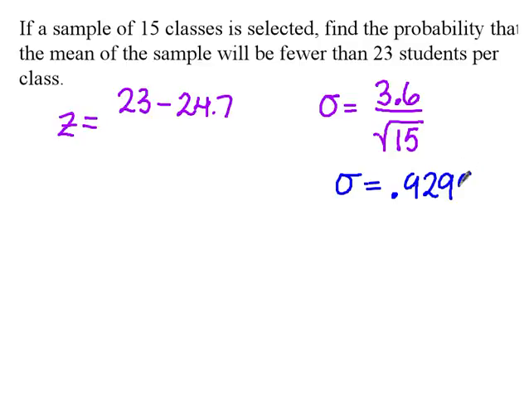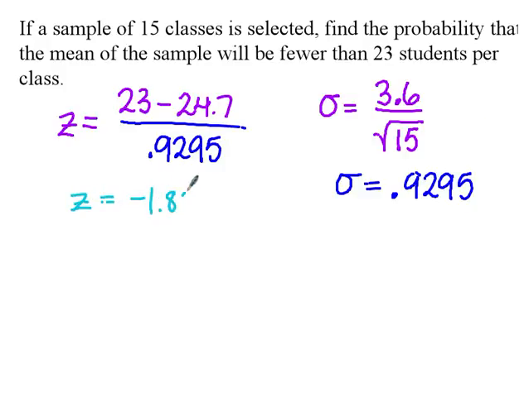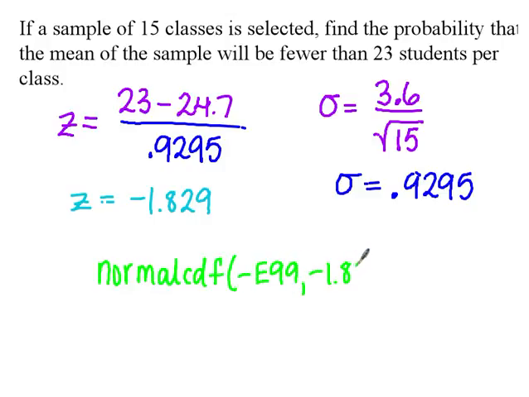0.9295. Okay, so that's what I'm going to divide by here. So what's my z value going to be? Okay, so in this case it says fewer than 23. So fewer than 23 means you're going to use your normal CDF, negative E99 to negative 1.829. What do you get that to be?